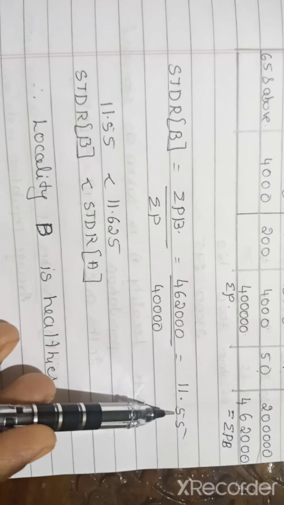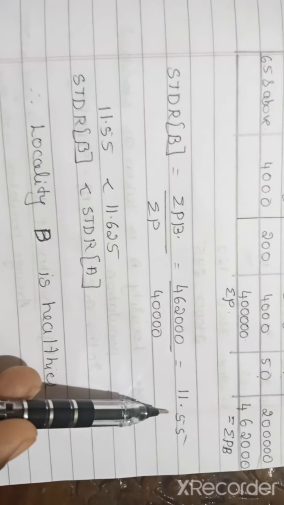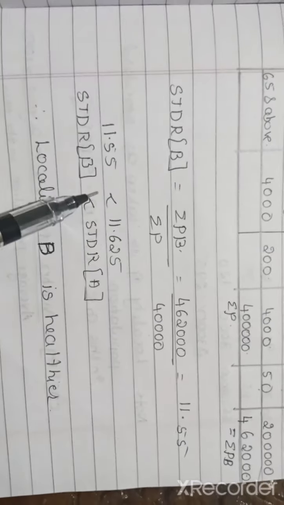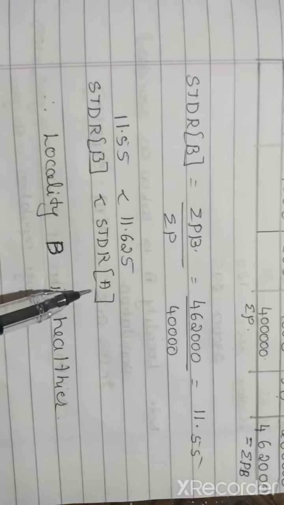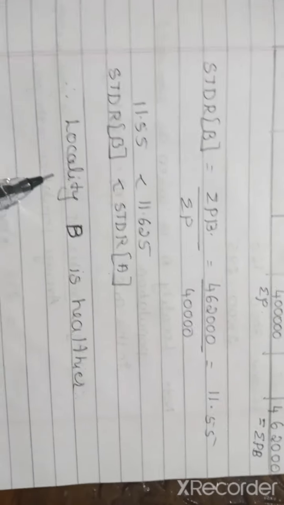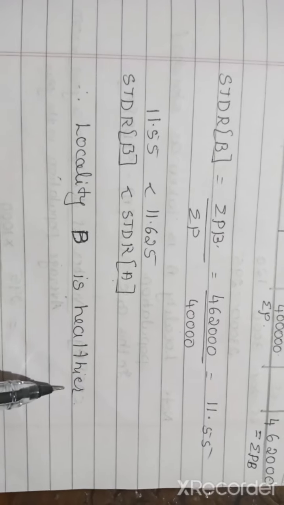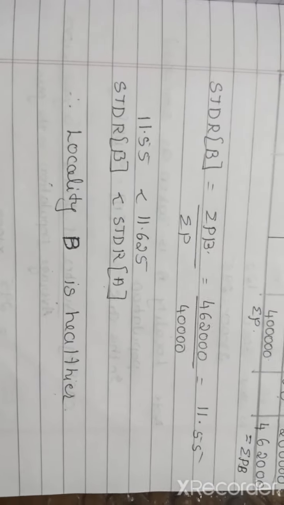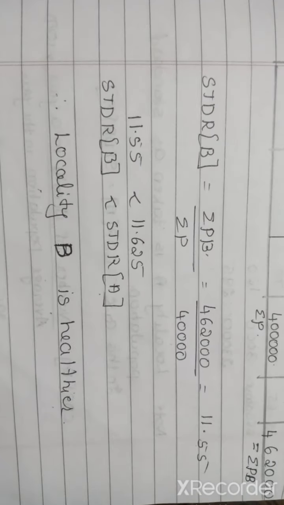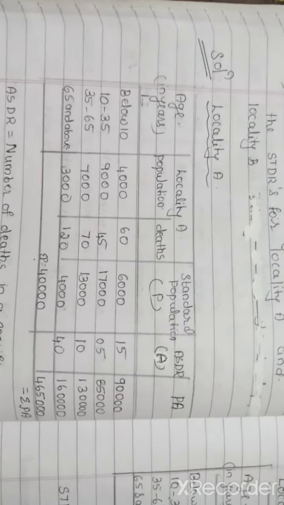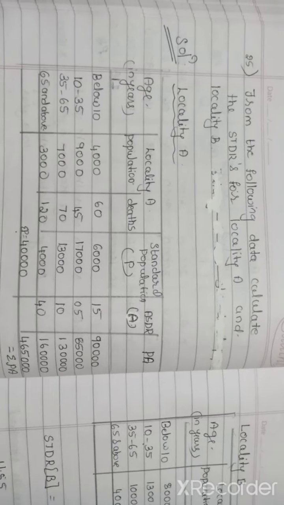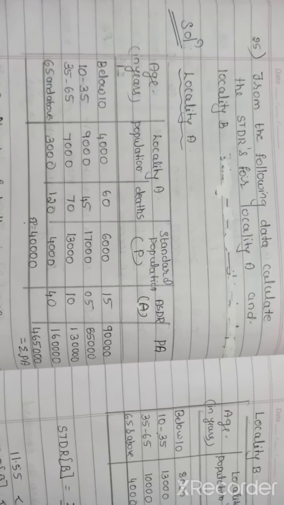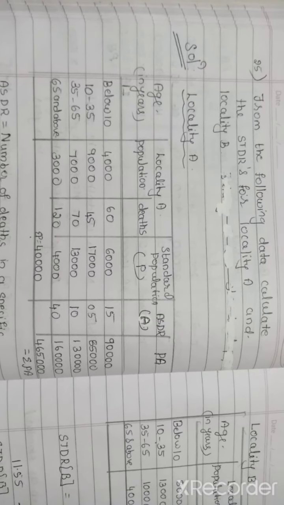Now STDR of B: 11.55 we have obtained. So just observe the value. 11.55 is less than 11.625. That is, STDR of B is less than STDR of A. So we conclude that locality B is healthier. The 24th and 25th questions are very important for your examination. 10 marks questions are usually based on this concept.